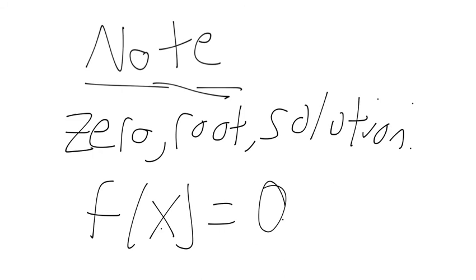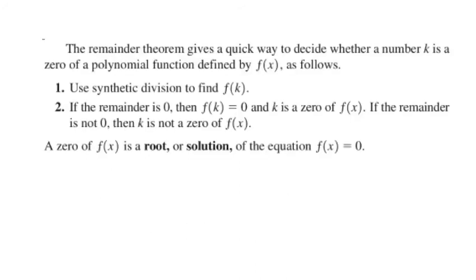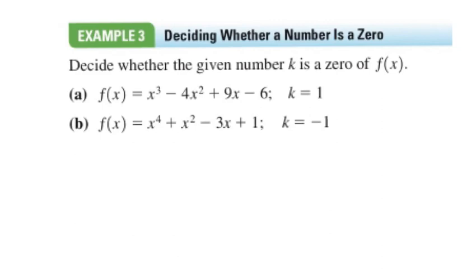There are a couple of ways to determine if our potential factor k is a 0. Pretty much, if you want to determine whether a number is a 0 of a function, you can use synthetic division to divide it, or you can just plug it directly into our function. If our remainder is 0, then that number k is a solution to our function. If it's not 0, then that number k is not a solution. So here's a two-part example. Determine whether a given number k is a 0 of f of x.